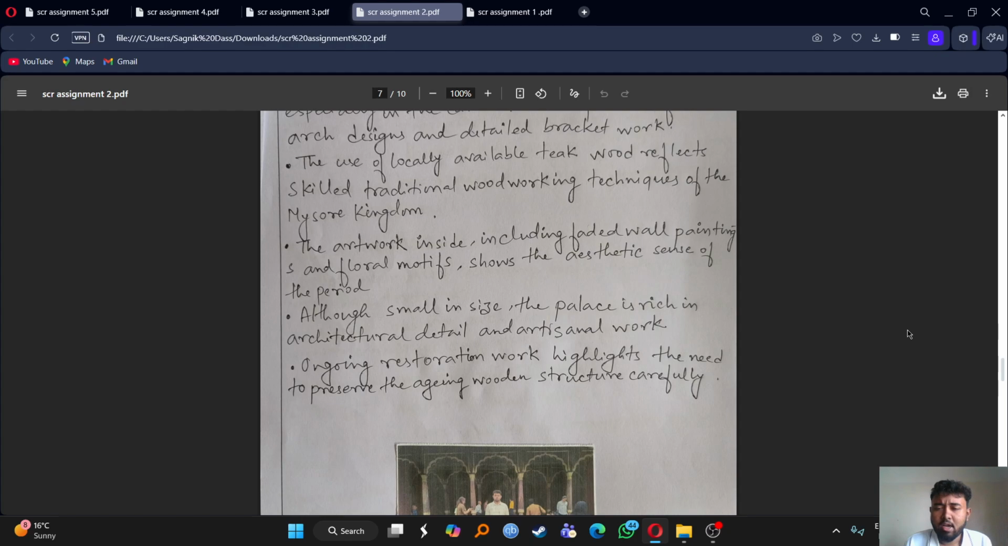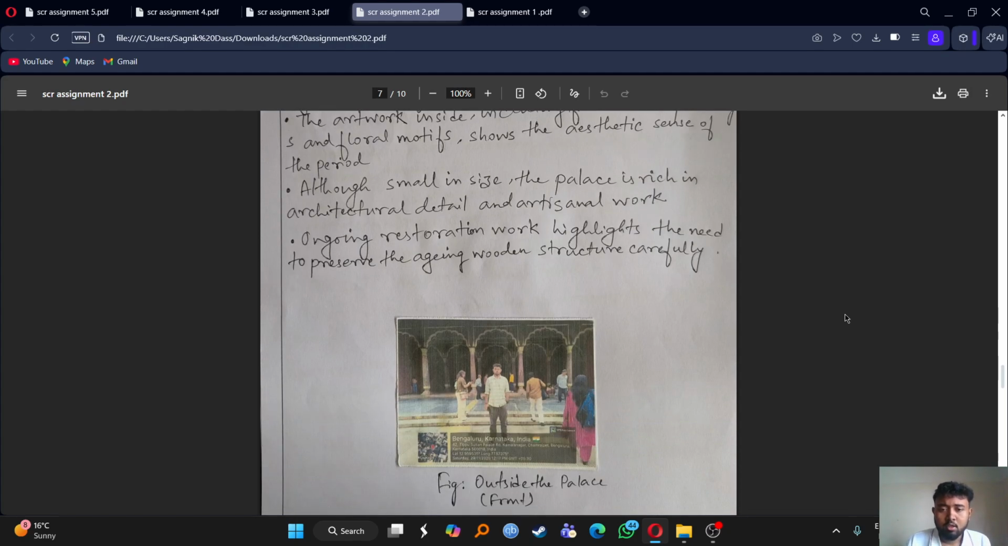Ongoing restoration work highlights the need to preserve the aging wooden structure carefully. Yes, the restoration work is going on there since the building is fully made of wood and it's aging. The structure needs to be thoroughly examined and kept properly since it's aging very fast.